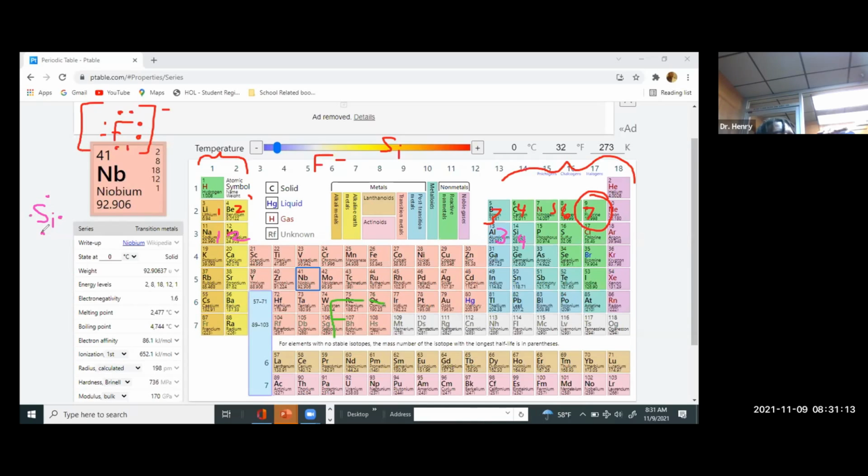Okay, so we can see that I can do it. Let's see if you guys can do it. So can you tell me the number of valence electrons around arsenic? Okay. Let me erase all the other stuff.